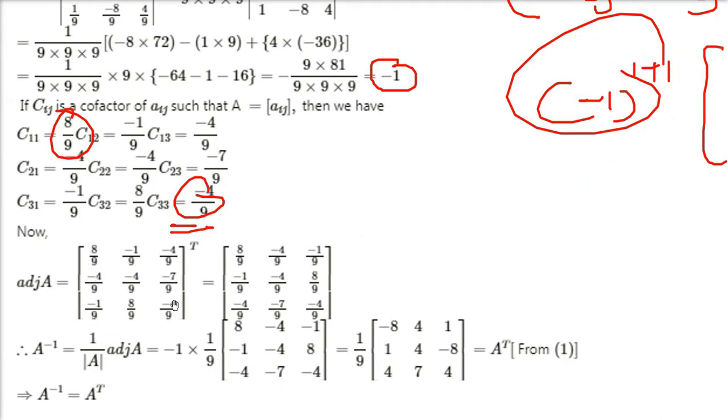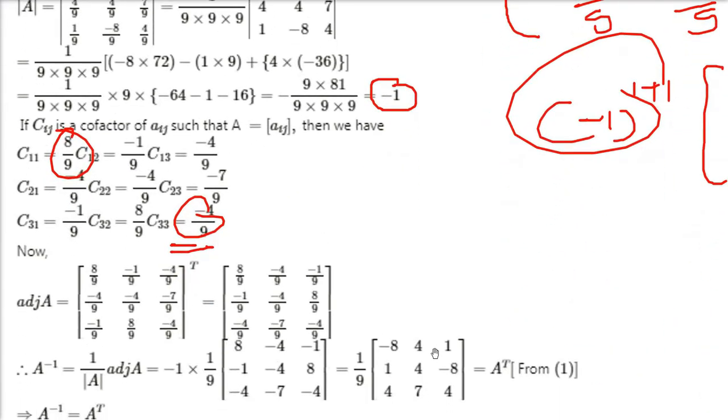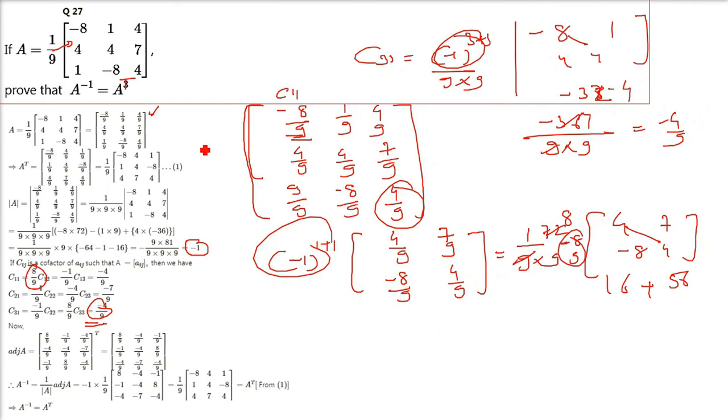So once you find out the cofactors, then you have to transpose it. You have to transpose it and then you have to multiply or divide it by minus 1. Why did I say divide or multiply? Because if you multiply or divide by minus 1, the result will remain the same. So this is how, once you transpose, this is going to be A inverse.